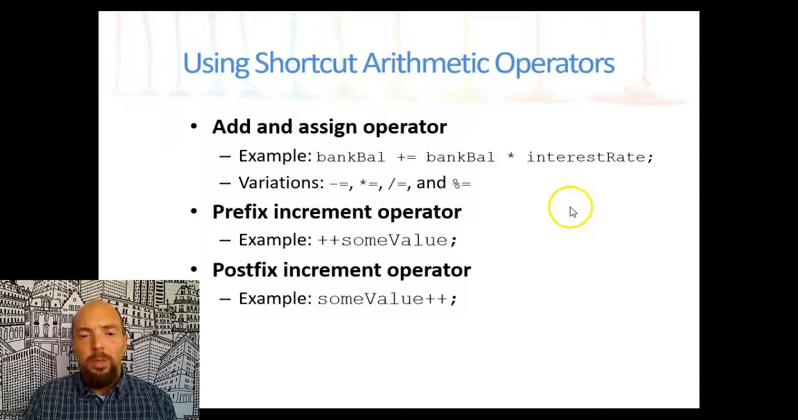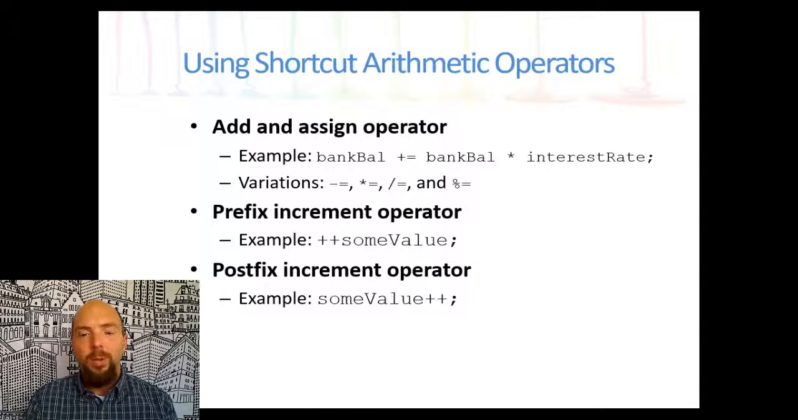Whenever we're dealing with arithmetic calculations, we are always going to be manipulating the value of whatever the variable is on the left side. So what we're going to do is evaluate this side and manipulate this side. Alright, so we can do a plus equals, and that's the same thing as bank balance equals bank balance plus bank balance times interest rate. We can also do what's called a prefix incrementer, and we can do a postfix incrementer. And we actually can do this with addition and subtraction.